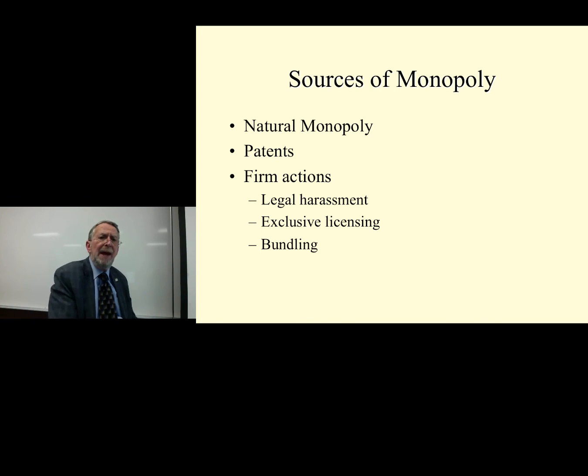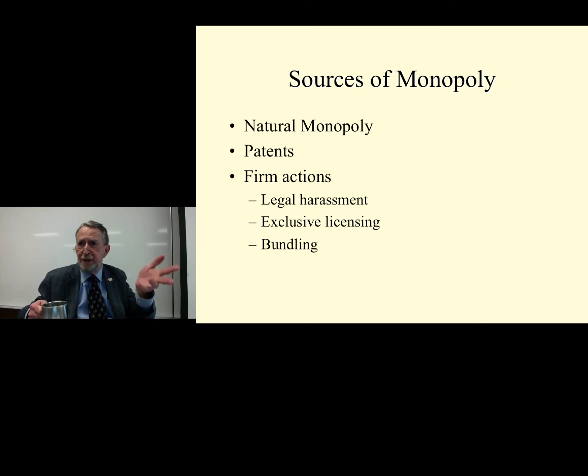A second source of monopoly power is owning a patent over your product. And you all are familiar with the term patent. You know basically what it is. A patent is an agreement by the government to protect your specially invented idea or product for 20 years from being duplicated by somebody else. It's very easy to copy what you've done.